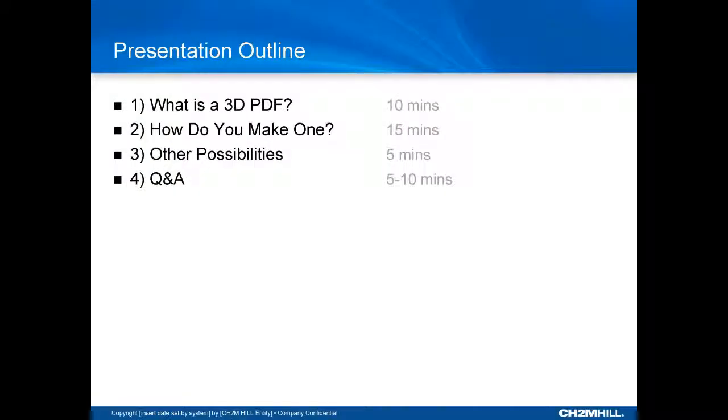The presentation that you'll be hearing this morning is going to be split up into 4 parts. Number 1, about 10 minutes I'll spend on what a 3D PDF is. Then about 15 minutes on showing how to make one. I'm going to touch for 5 minutes on some possibilities of ways that you can add some bells and whistles to this content, and then we'll end with 5 to 10 minutes of Q&A depending upon the level of interest.